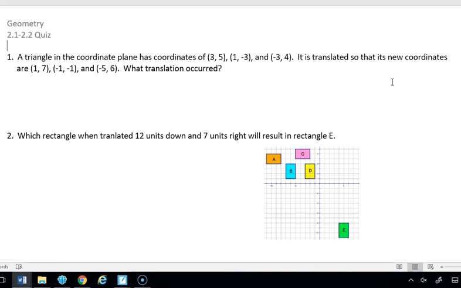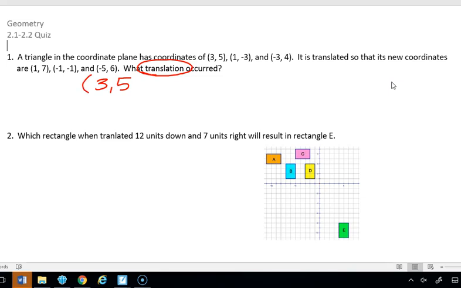A triangle in the coordinate plane has coordinates of (3, 5), (1, -3), and (-3, 4). It's translated so that its new coordinates are (1, 7), (-1, -1), and (-5, 6). What translation occurred? I want you guys to first notice this word right here, translation. That tells me that I should be able to add or subtract from these numbers to get my new number.